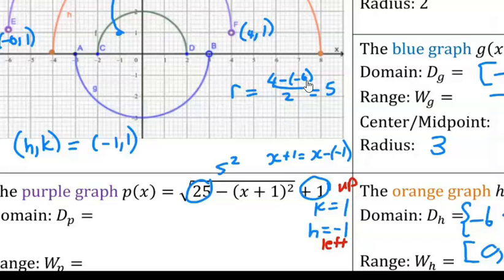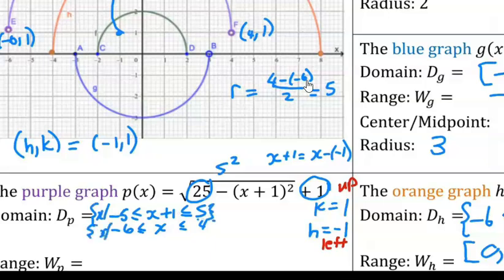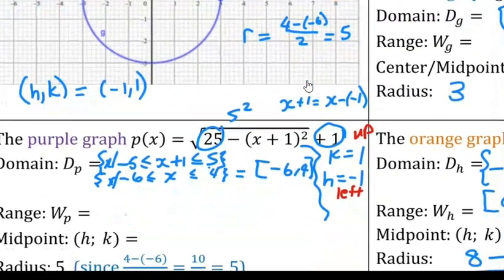So if I now look at the domain, then I want x plus 1 in between 5 and -5, because that's the R value there. So then x is less than or equal to 4, greater or equal to -6. So our domain is all the x's such that that is true, and that I can write as an interval -6 to 4. And my range will be everything from 1 to 6.